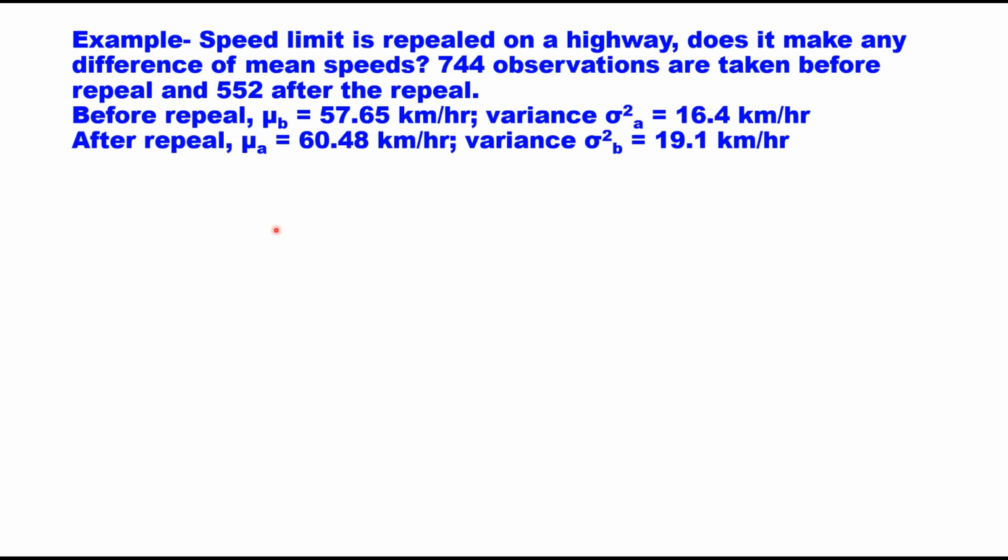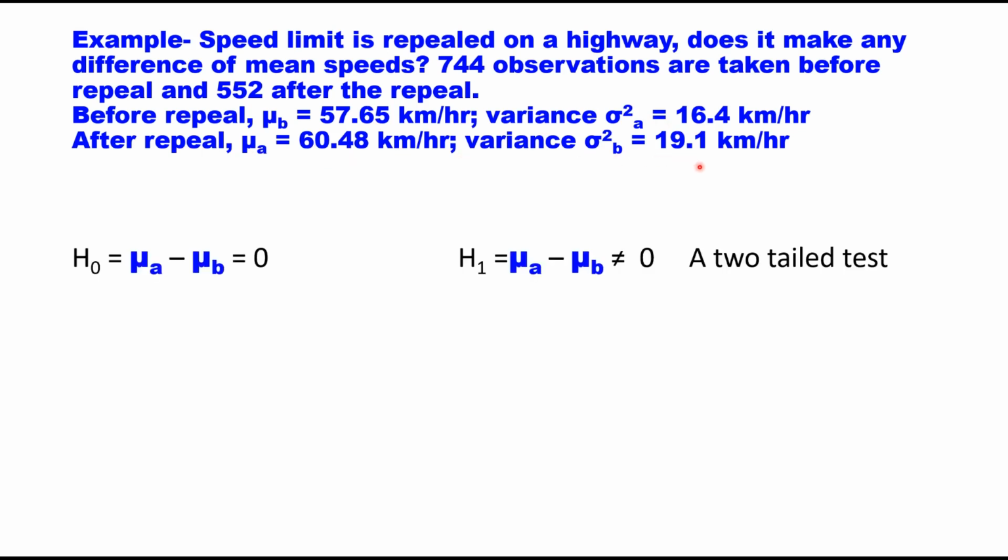So we take the same example that the speed limit is repealed on a highway. Does it make any difference to mean speeds? 744 observations are taken before repeal of the speed limit and 552 are sampled after repeal of the speed limit. Before repeal, the mean is 57.65 km per hour with a variance of 16.4, and after repeal the mean is 60.48 km per hour and the variance is 19.1. Now the question is whether these mean speeds are the same or different. So we make a hypothesis that the means are the same. There is no difference in means, and the alternate hypothesis is that they are different. Mu A minus mu B is not equal to 0. So it becomes a two-tailed test.